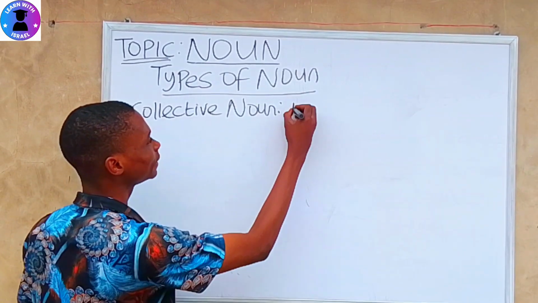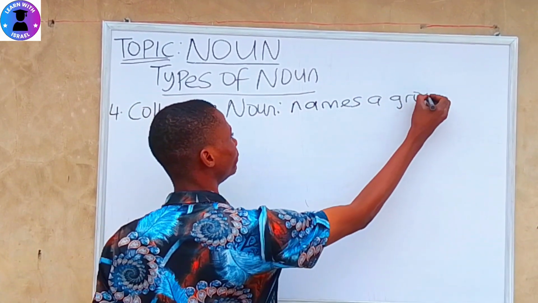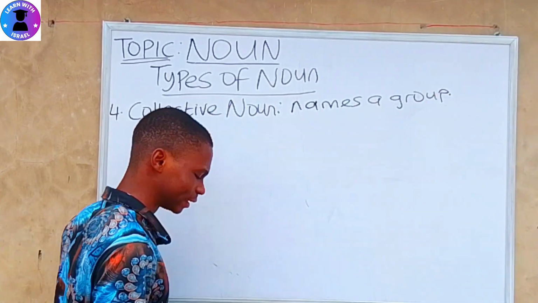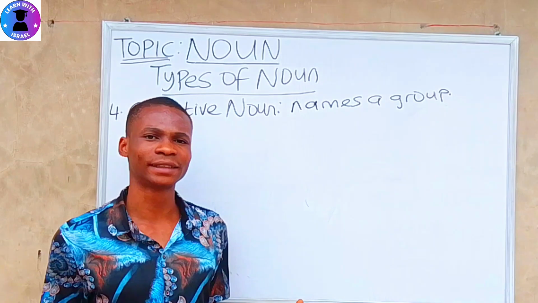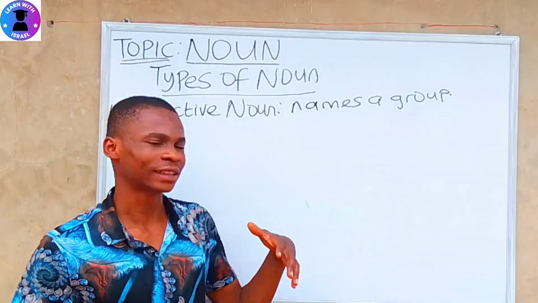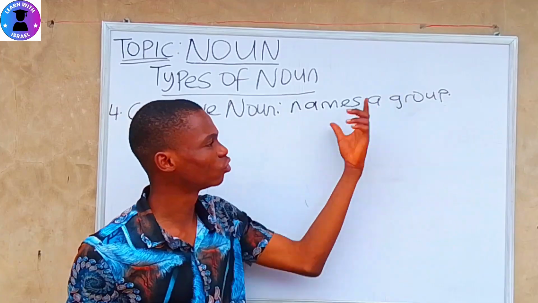Collective noun names a group. It can be a group of things, a group of people, a group of places. It names a group. It can be a group of animals. It names what it does, that it names a group.